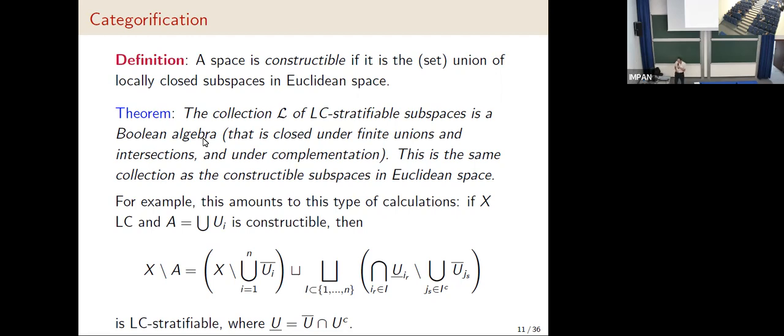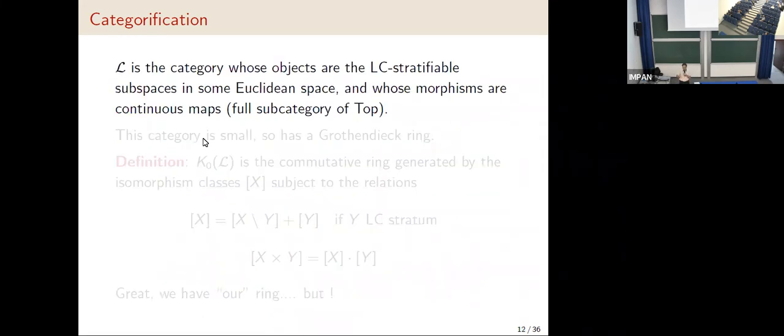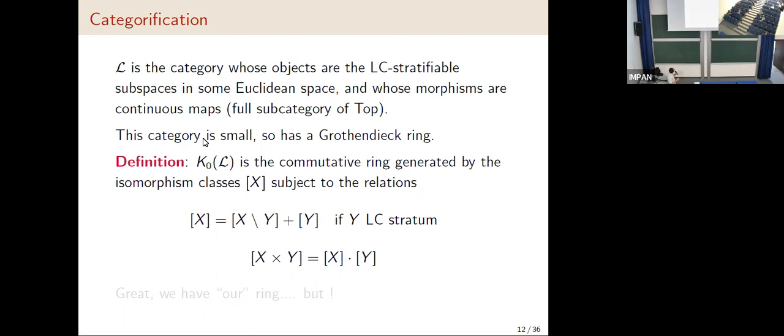Okay, so I have this collection of spaces that are stratifiable by locally compact sets, or this collection of constructible sets, and I can define its Grothendieck ring. It is a formal definition, defined to be the commutative ring generated by the isomorphism classes of objects. Here the isomorphisms are homeomorphisms, subject to these relations. All right, so X minus Y is in the space if Y is a subspace of X, the Boolean algebra, in fact. And so you want that.